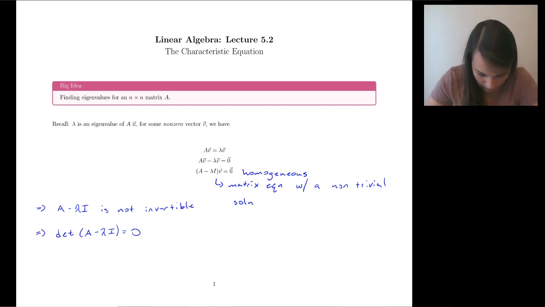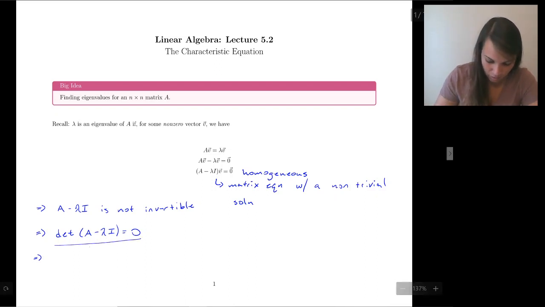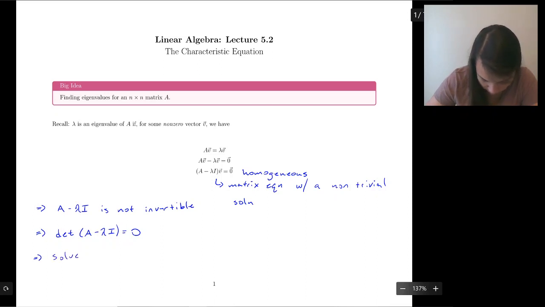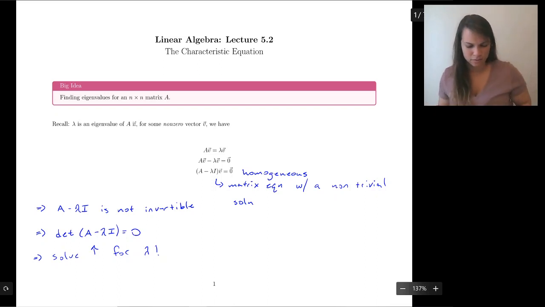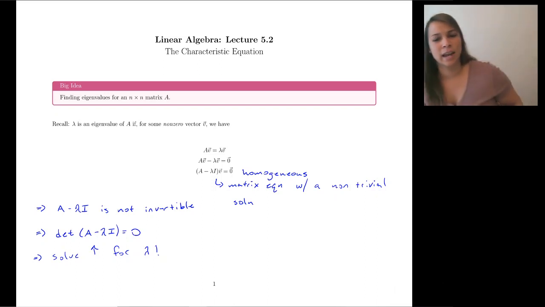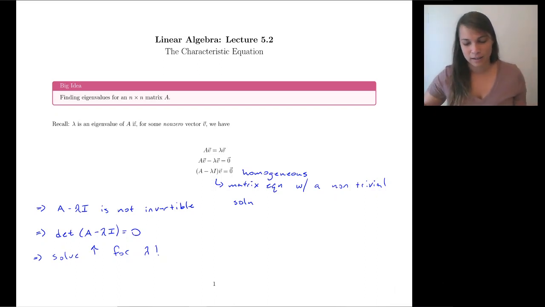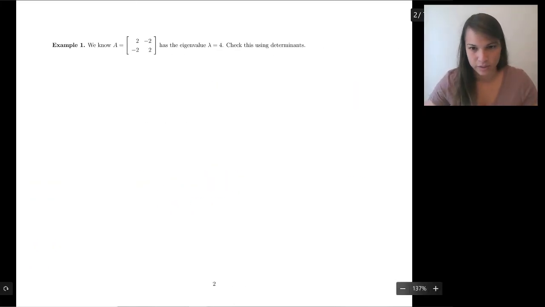So then to find the lambdas, we just need to solve this determinant equal to 0 thing for lambda. You might be like, what? It makes a lot more sense in action. You're just like, how am I supposed to solve that? Let's go ahead, let's do an example.